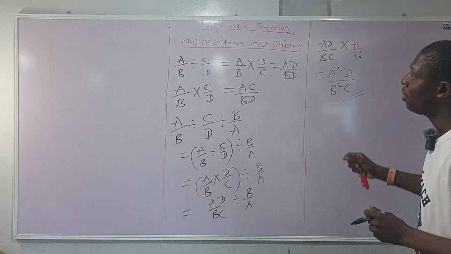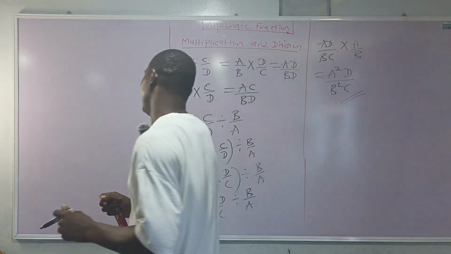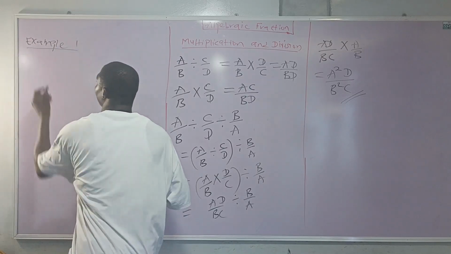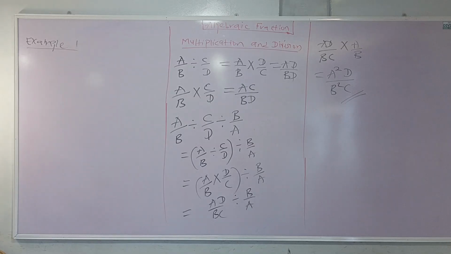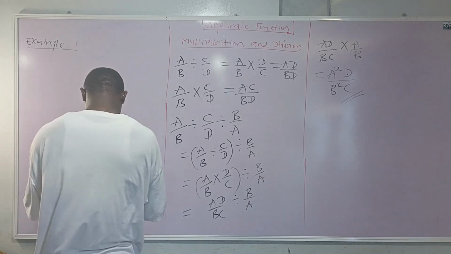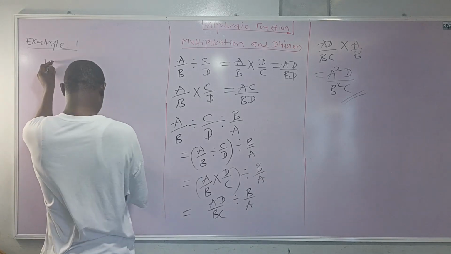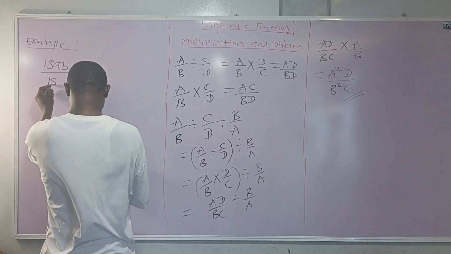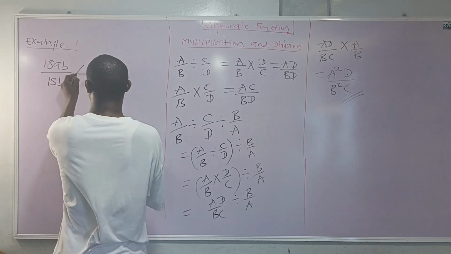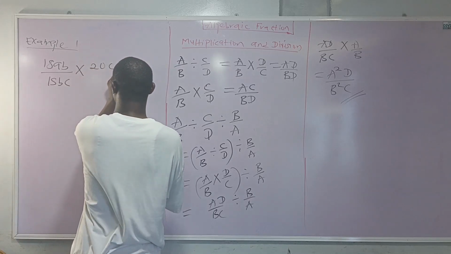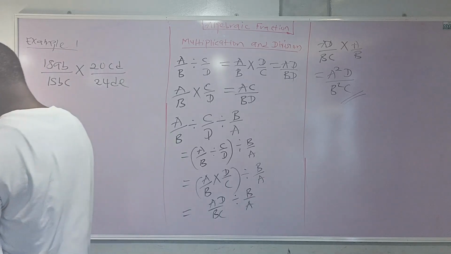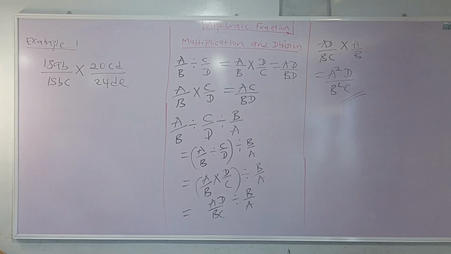So from here, I'll start with questions. Example 1. Let's say we have 18AB all over 15BC multiplied by 20CD all over 24DE. We are asked to simplify.